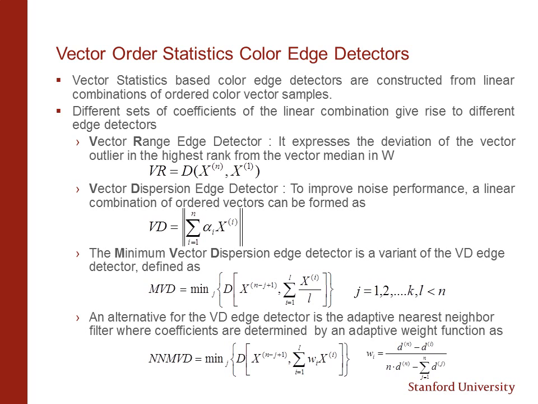And finally, we have a variant of the vector dispersion edge detector called the minimum vector dispersion edge detector, which averages out the lower vector samples to improve performance. There is another technique in the vector dispersion edge detector called the adaptive nearest neighbor, which takes into consideration the pixel values in the given window, and depending on the statistics of the pixel values, the weights to the coefficients are derived.